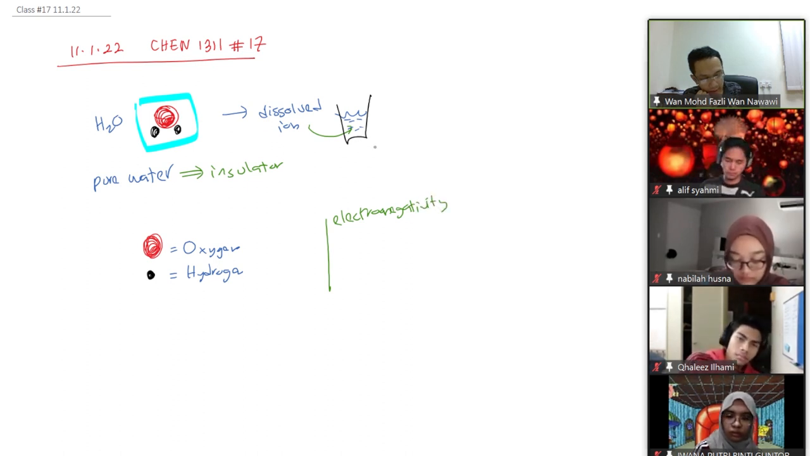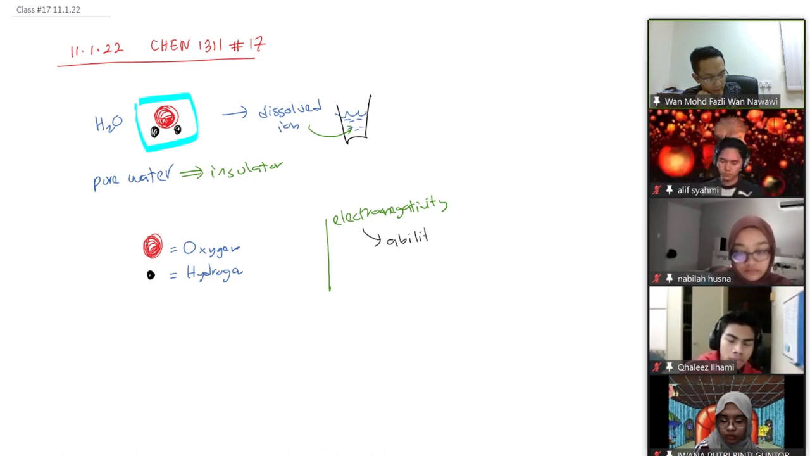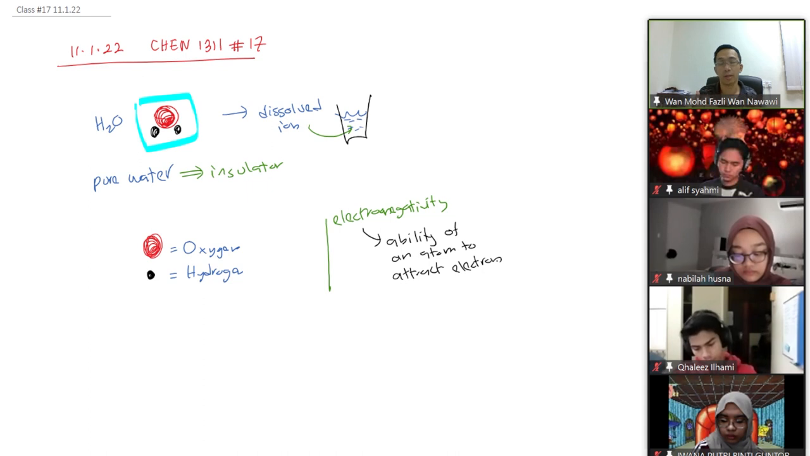Electronegativity is basically the ability of an atom to attract electrons. That's what it means. Oxygen and hydrogen have very different electronegativity, so one of them will attract electrons more strongly than the other.